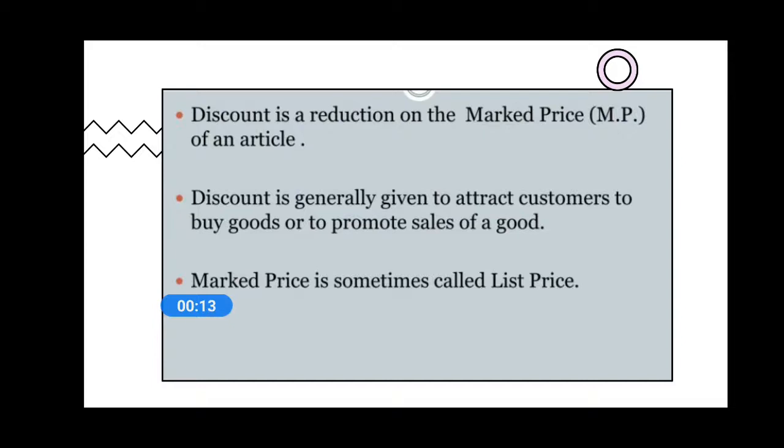Now what is discount? Discount is actually the reduction on the marked price of an article. Marked price is the price which is listed on that particular article, on that particular object. Discount is generally given to attract the customers to buy goods or to promote sales of a good. Mark price is sometimes called list price.